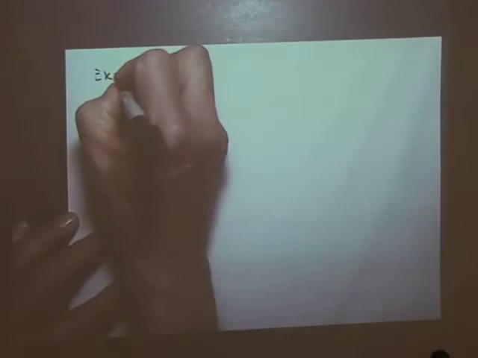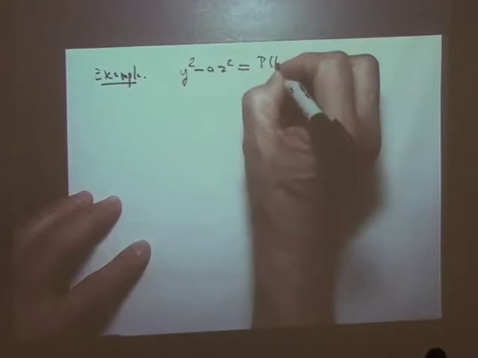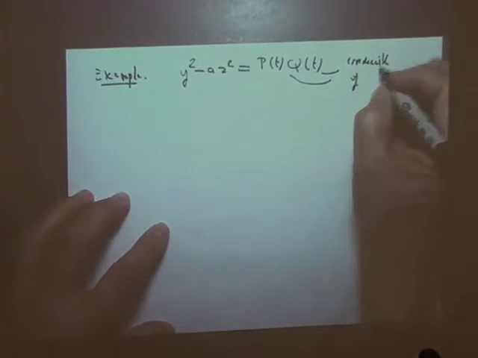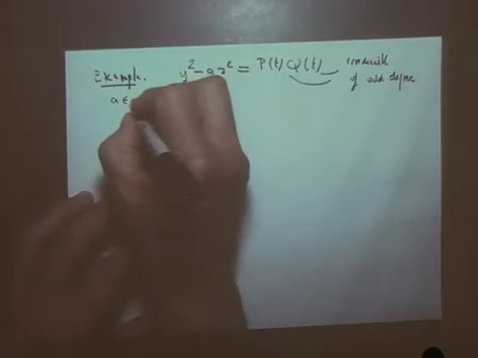Okay, so let me... I believe in examples. So, let's look at the situation where we look at this basic equation, y squared minus a z squared equals p of t, q of t, where p of t and q of t are irreducible, each irreducible, of odd degree. And a is a non-square in k. It's in k, but not a square.